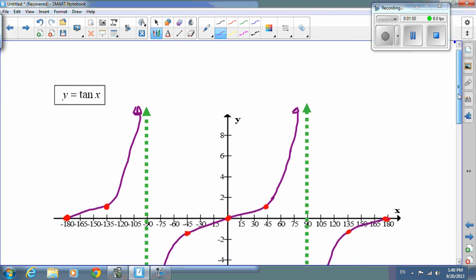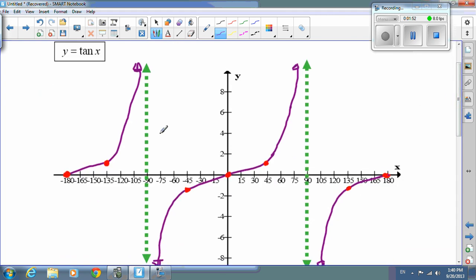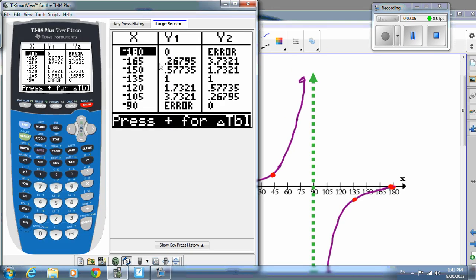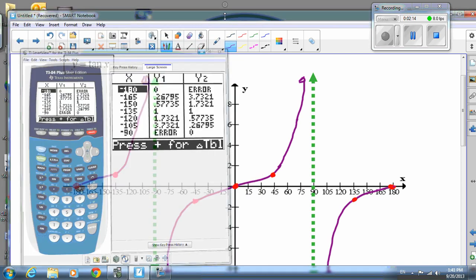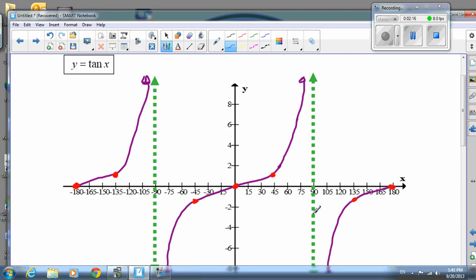Now, I went ahead and graphed my tangent already. How does the tangent look like? It is my purple shape here, or my purple graph. Wherever it was saying undefined, let me go ahead and bring my calculator back. Keep in mind y1 is my tangent. Wherever it was saying error, such as at 90, I will have a dotted line. This is called my asymptote.